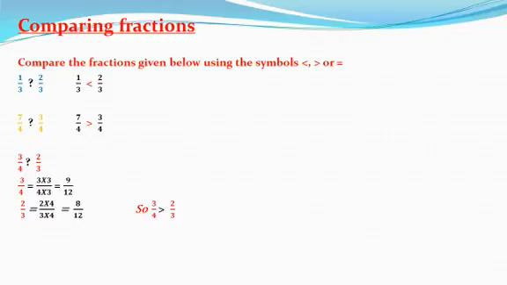For 3 over 4, when you multiply by 3, the equivalent fraction is 9 over 12. And for 2 over 3, when you multiply by 4, we get 8 over 12. 9 over 12, 8 over 12. Now the denominators are the same. Look at the numerators. 9 is bigger than 8. So we can compare the fractions. 3 over 4 is greater than 2 over 3. Put the symbol in between the fractions.